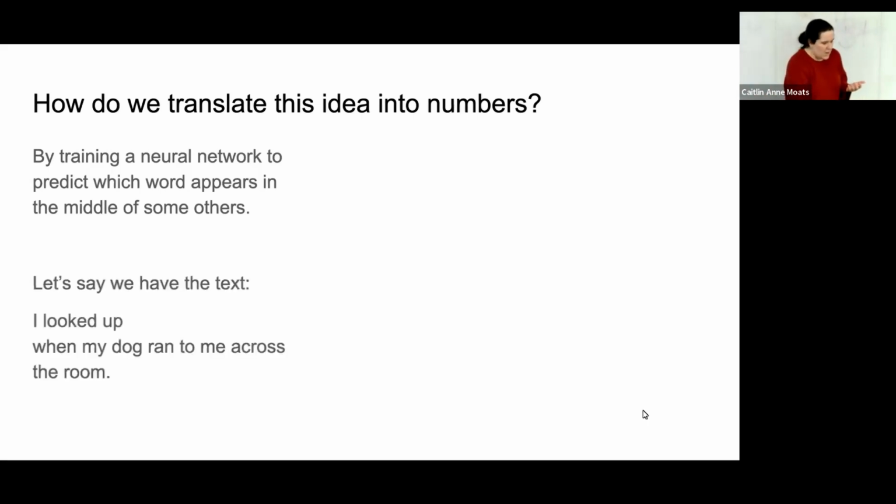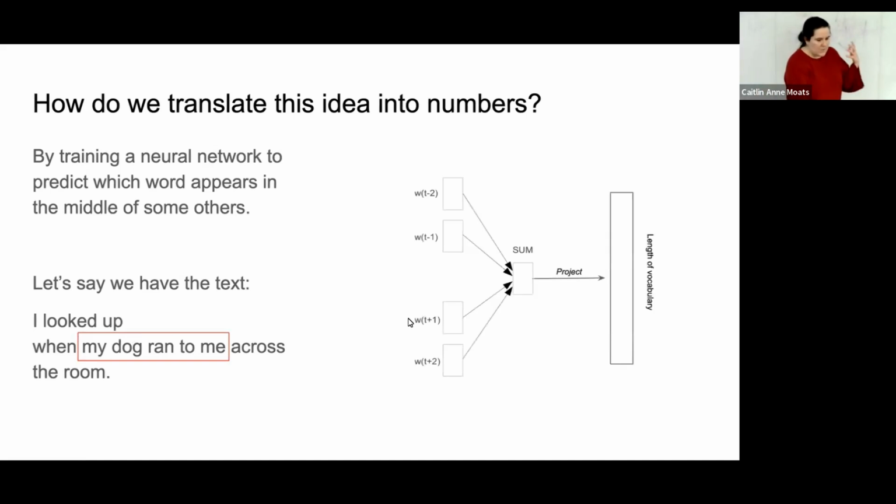Then what do we do? Okay, so let's say that in our training data, we have this text: I looked up when my dog ran to me across the room, for example. So let's suppose that we want to, when we're trying to predict which word happens in the middle of other words, we can actually chop this up into a bunch of shorter segments of text, but just to pull one of those out as an example, let's look at my dog ran to me. We can structure a neural network this way, and I'm going to walk through what this means for us.